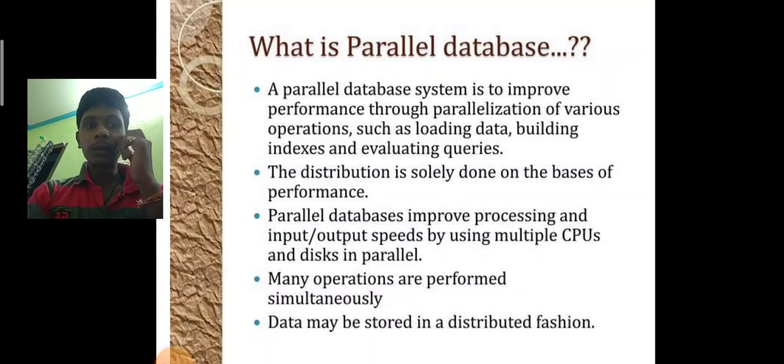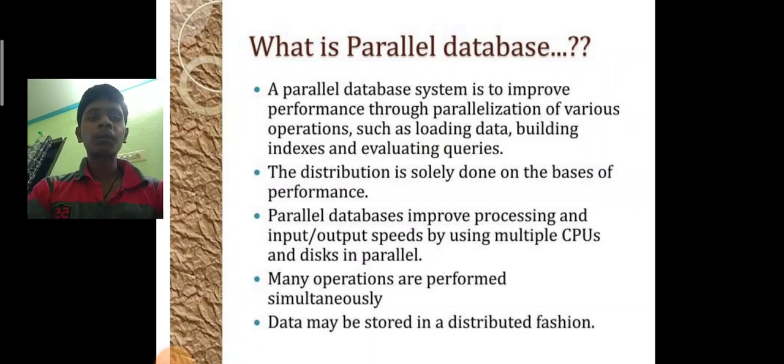What is a parallel database? A parallel database system aims to improve performance through parallelization of various operations such as loading data, building indexes, and evaluating queries. The distribution is done solely on the basis of performance. Parallel databases improve processing and input-output speeds by using multiple CPUs and disks in parallel. Many operations are performed simultaneously. Data may be stored in a distributed fashion.